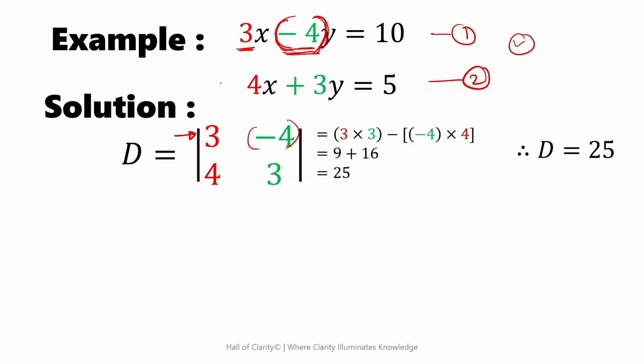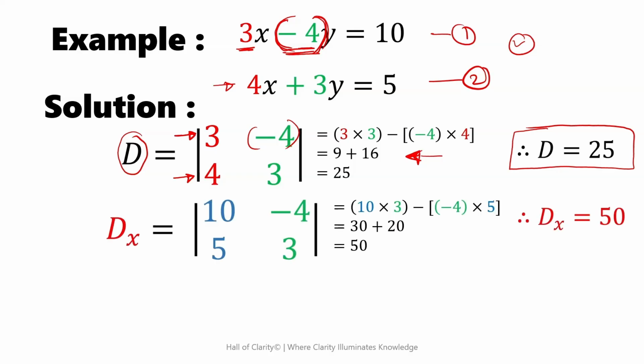Then we write the coefficients of x and y of the second equation in the second row. So after writing the coefficients of both the equations, we will solve this determinant and find the value of D in this way. Now this value of D comes out to be 25.